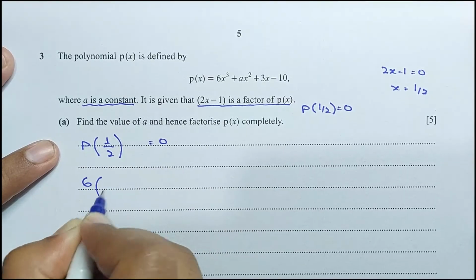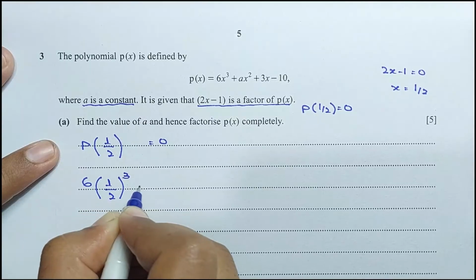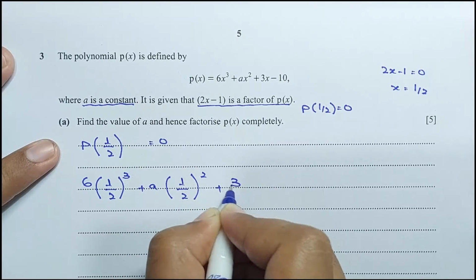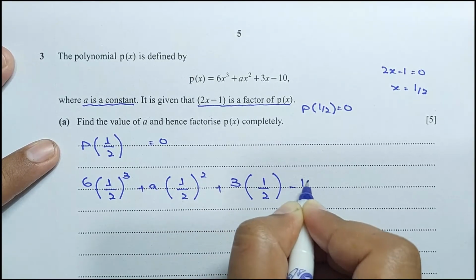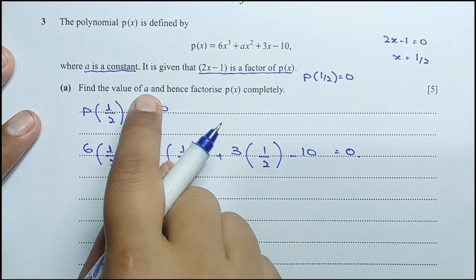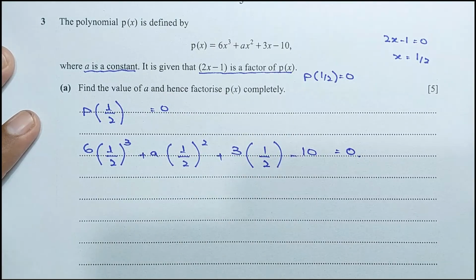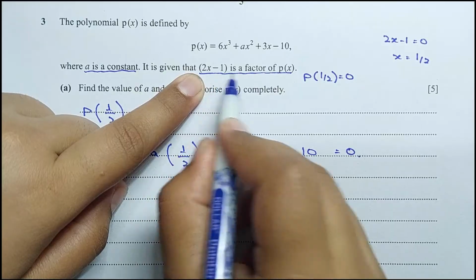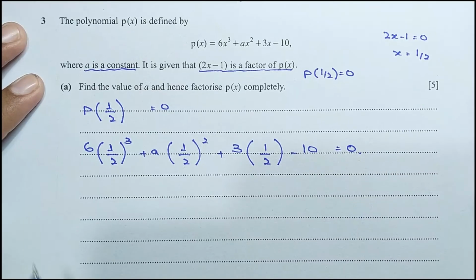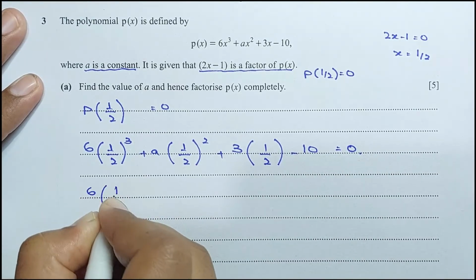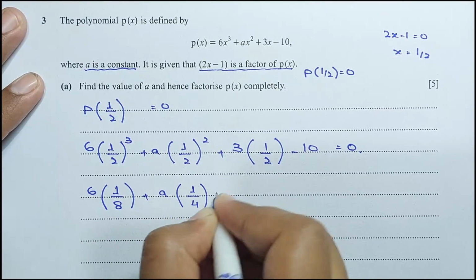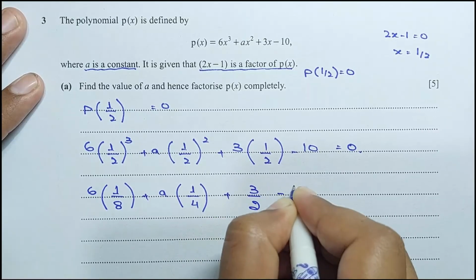So this is 6 times (1 by 2) whole cube, plus a times (1 by 2) whole square, plus 3 times 1 by 2, minus 10, equals 0, right? Now for part A, find the value of a and hence factorize p of x completely. One piece of information given is that 2x minus 1 is a factor, so p of that value should be 0. Let me simplify. This is 6, 1 cube is 1, 2 cube is 8, plus a, 1 square is 1, 2 square is 4, plus 3 by 2, minus 10 equals 0.